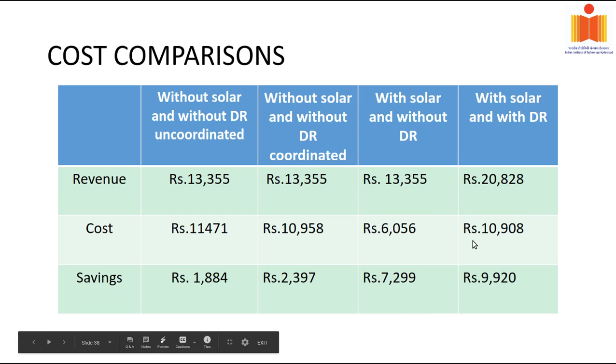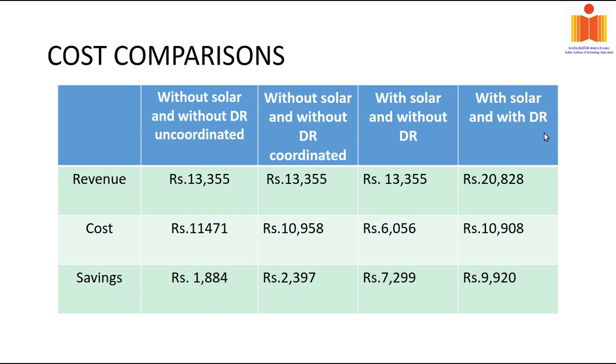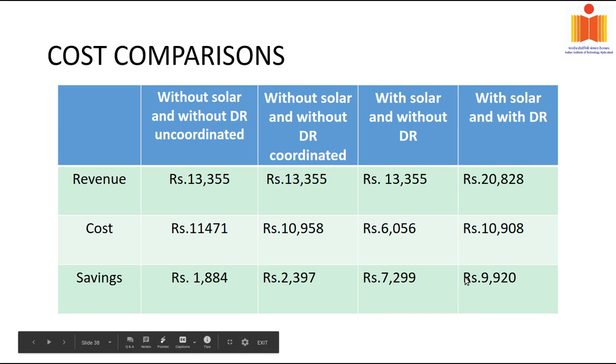Now again look at the table, it is self-explanatory. The costs are going on reducing and the savings are going on increasing. In fact, the last case with solar and with DR, instead of 20,000 revenue, the parking lot owner is also getting a profit of 10,000.